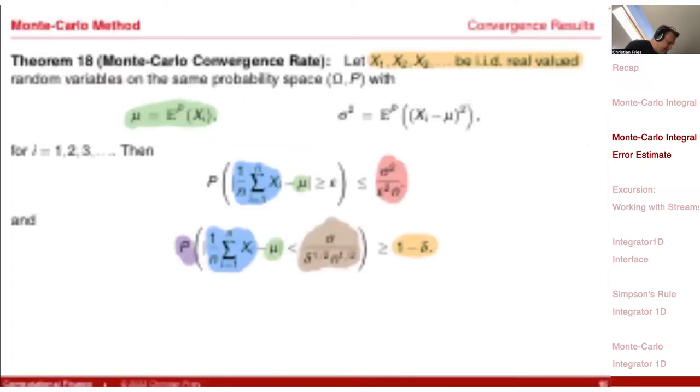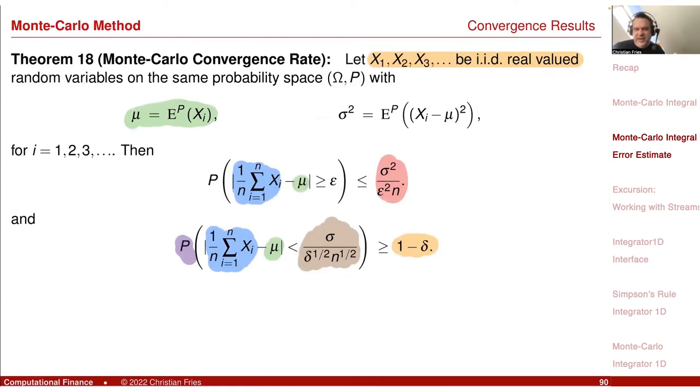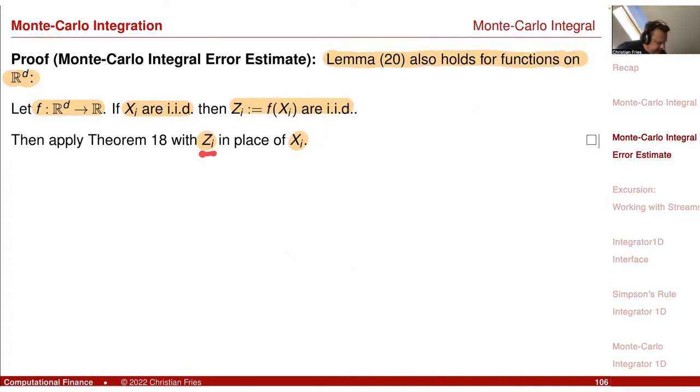Where was that? Okay, so it's just this one that I mentioned in the beginning. And you see here, I assume real valued random variables. But if I now go back, the Z_i, the function values, are real valued. The point is that I apply this error estimate in the image space. So it actually doesn't care about the arguments. It's just that I create these values.